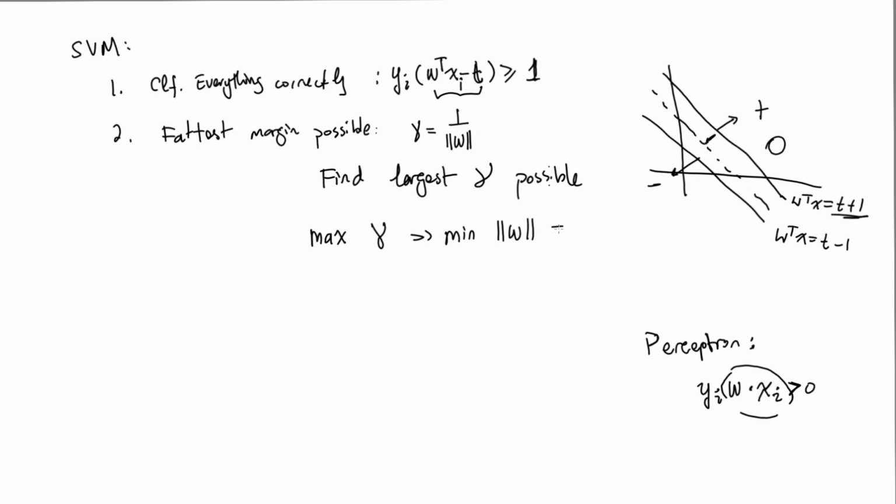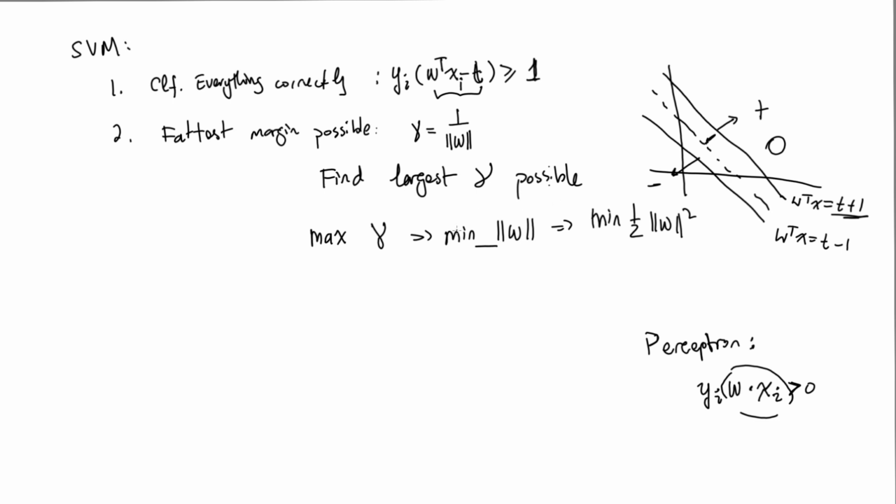Okay, and this is equivalent to minimizing half of the norm of W squared. The idea is that if we want to minimize something, we're going to take derivatives. It's easier to take derivatives of the norm squared than of the norm, and because the squaring is monotonic, we'll actually get the same result.